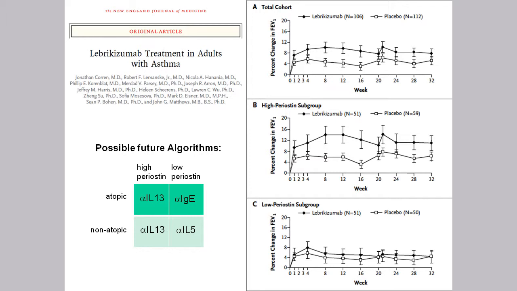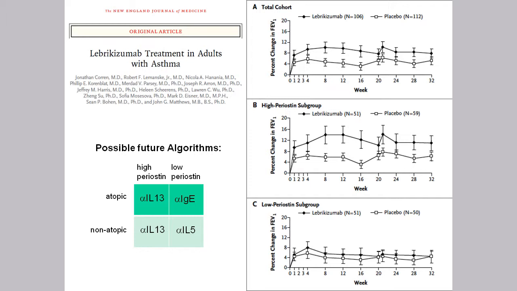So I'm giving you an algorithm here. This is just a made-up algorithm. This is not a guideline, but you can potentially classify patients as having atopy, allergies, and no allergies. That's on the left side, and on the top you see high and low periostin. Based on these findings and published data, you can put patients into different categories and make a decision on what kind of targeted therapy would be of benefit to them.